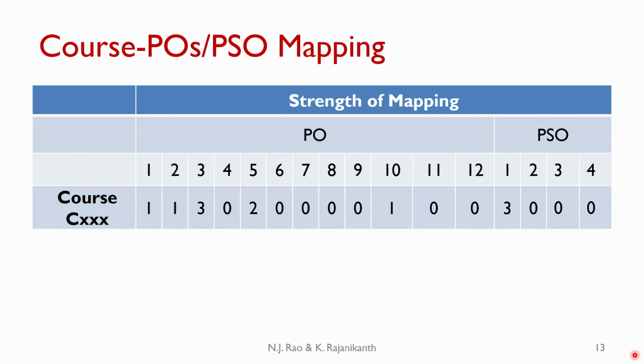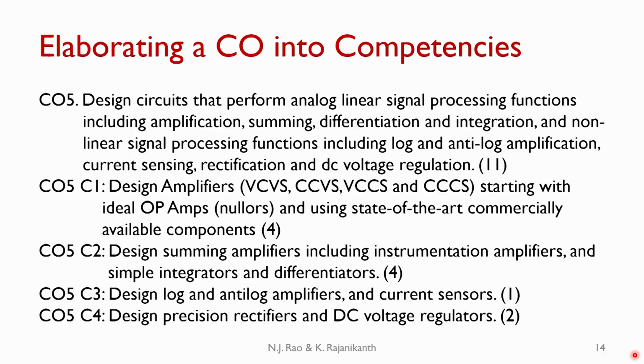Now, let us look at another process in the analysis phase. If you look at CO5, which we have given as an example: design circuits that perform analog linear signal processing functions including amplification, summing, differentiation and integration, and nonlinear signal processing functions including log, anti-log amplification, current sensing, rectification and DC voltage regulation.